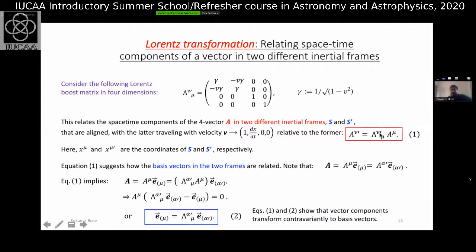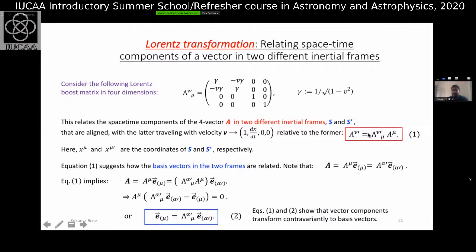This Lorentz transformation matrix will tell you how the space-time components of the electromagnetic field vector A, measured by your friend in the moving car, will relate to the components that you measure in your fixed room, in your room fixed to the earth.